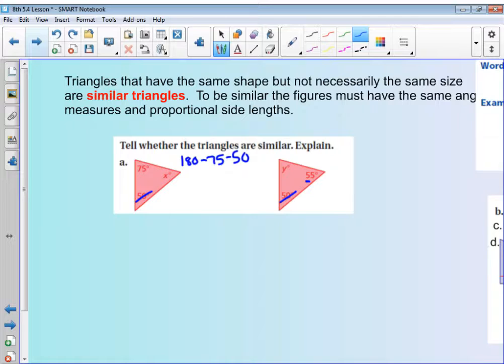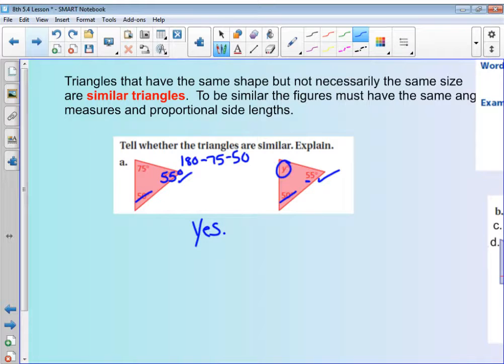When you're working these, you're going to have to solve one of the triangles to make sure you've got two angle measures that are the same, because then the third one is also going to be the same. So 180 minus 75 minus 50. When I do that, I do get 55 degrees for x. I don't have to check y, because as soon as I had two that were the same, the third is the same. Because all angle measures were equal, yes, they are similar.